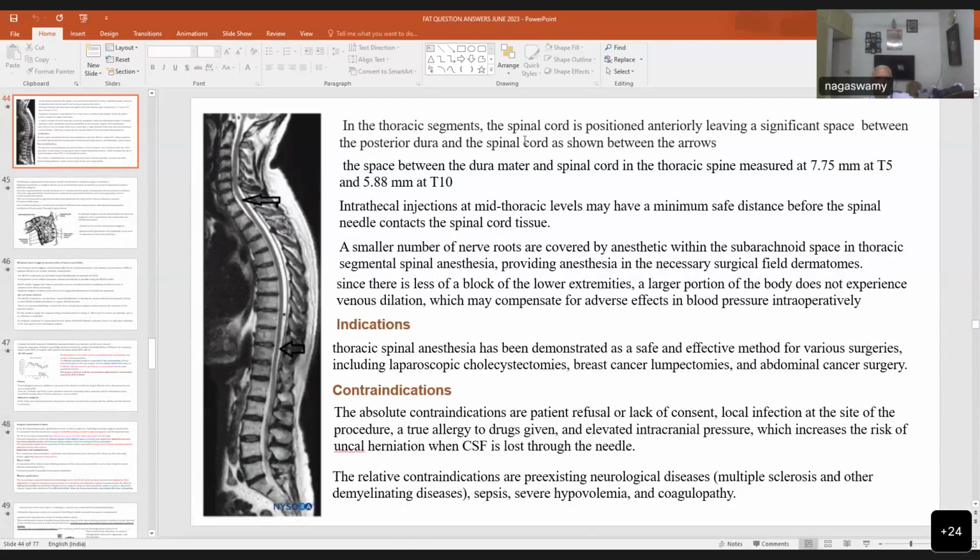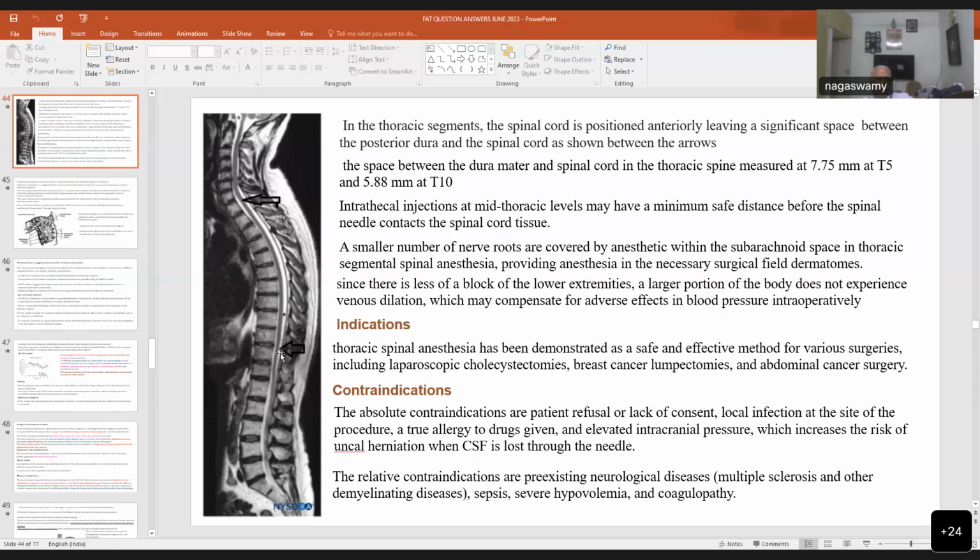Spinal. In the thoracic spinal, the spinal cord is positioned very much anteriorly, leaving a significant space between the posterior dura and the spinal cord, as shown between the arrows. You can see here, this white portion is the CSF, and the spinal cord is almost touching the posterior aspect of the vertebral bodies. Whereas in the lumbar region, it is much more in the center or towards the posterior ligamentum flavum. So the space is very narrow.